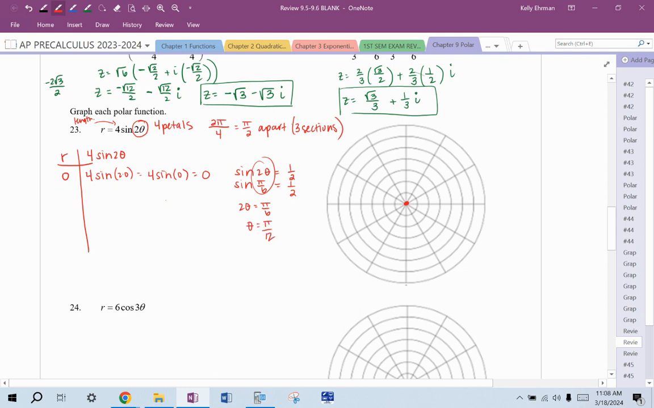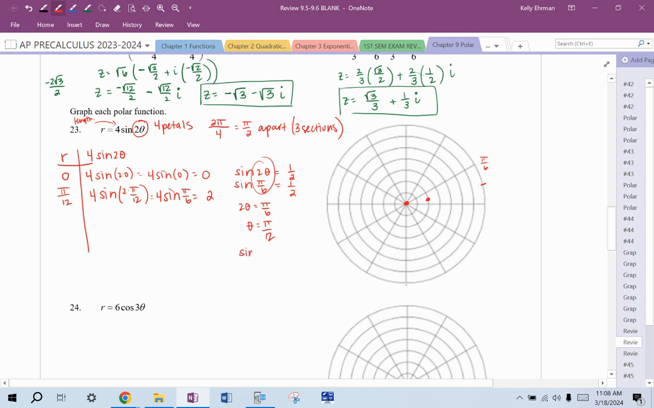Okay, so when we plug in pi over 12, we get 4 times, like I said, the sine of 2 times pi over 12. Well, 2 over 12 reduces. That's 4 times the sine of pi over 6. That's 4 times 1/2, which is 2. So at pi over 12, I think that this is pretty easy to plot. You know pi over 6, so pi over 12 is easy to just mark off about halfway and walk forward 2 units. And then what's the other angle I want?